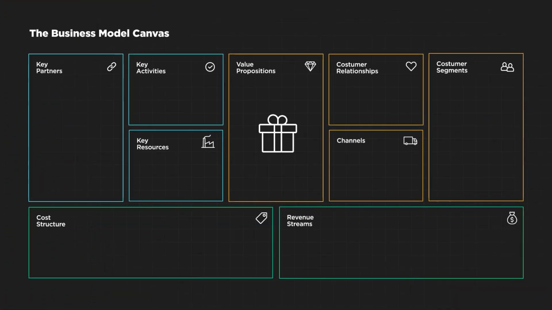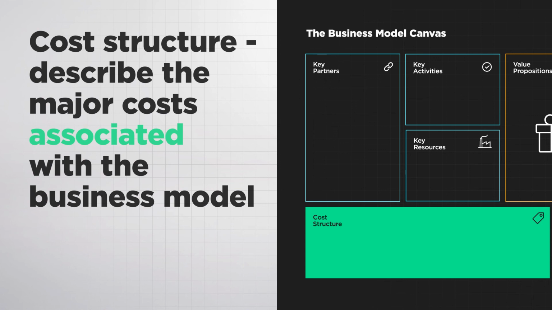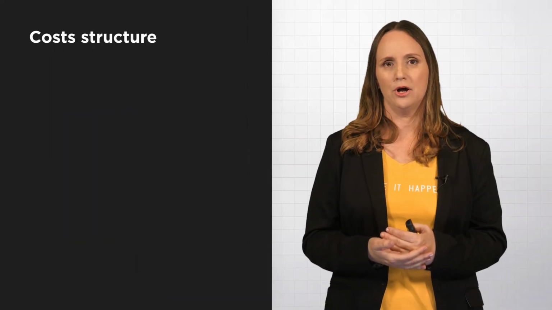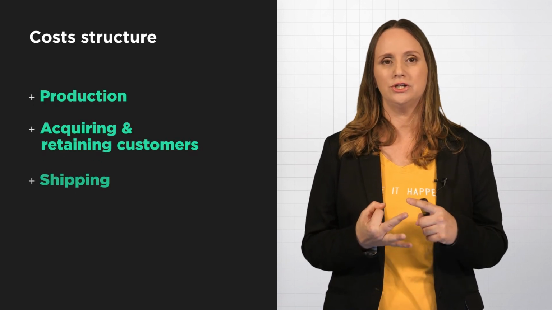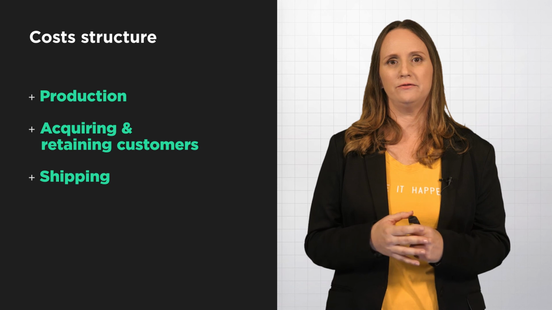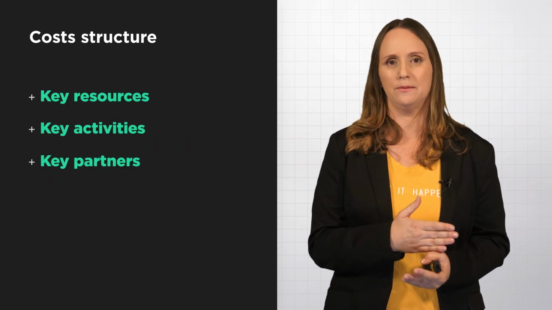Our final building block is the cost structure. It describes the major costs associated with the business model. For example, costs involved in production, in acquiring and retaining customers, in shipping. This can be defined relatively easily after we define our key resources, key activities, and key partners. Now that we've reviewed all the building blocks of our business model canvas, we can now look at the bigger picture.